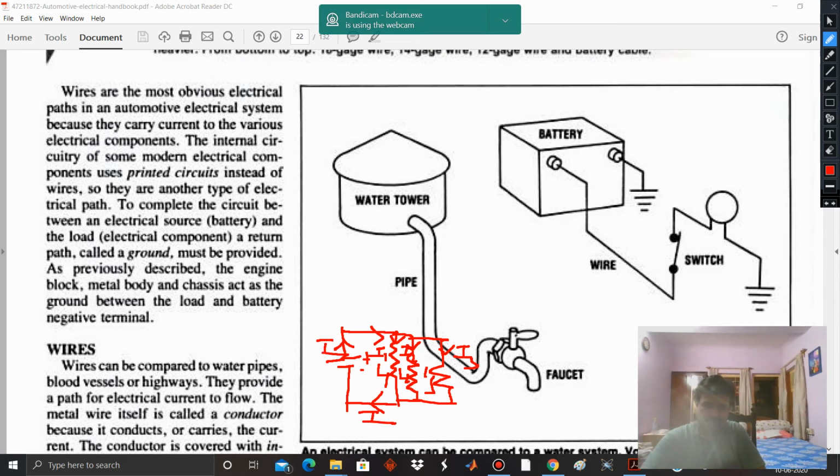Suppose this current is I, and it meets again at this point as I and ends in the negative terminal. So I should be equal to I1 plus I2 plus I3. This is known as KCL, or Kirchhoff's current law, and it has to be satisfied in this case. And a ground path must be provided. There should be a reference path, which is called ground. Ground is the reference path. Generally the negative terminal of the battery is grounded.